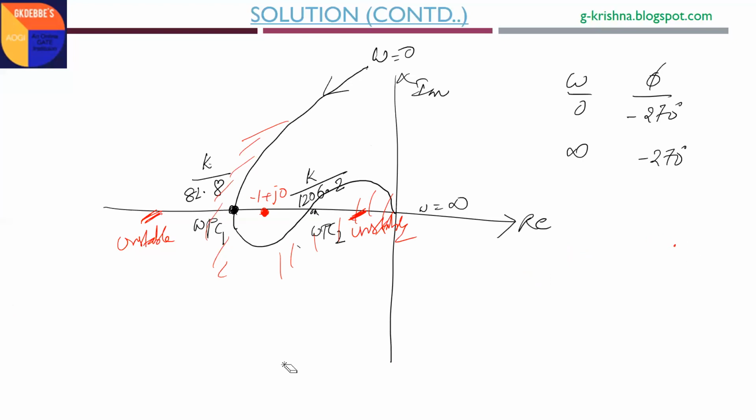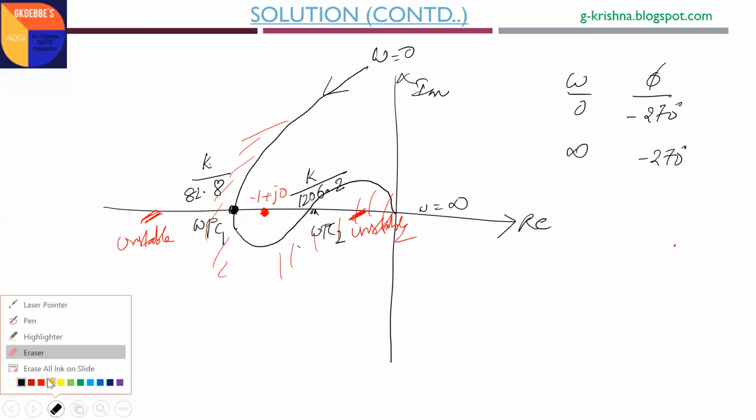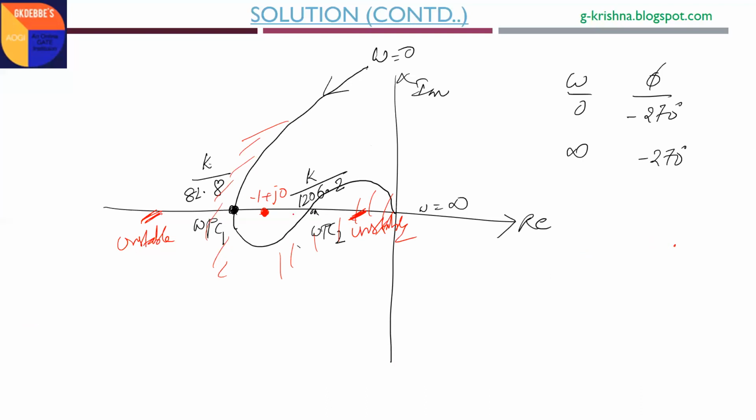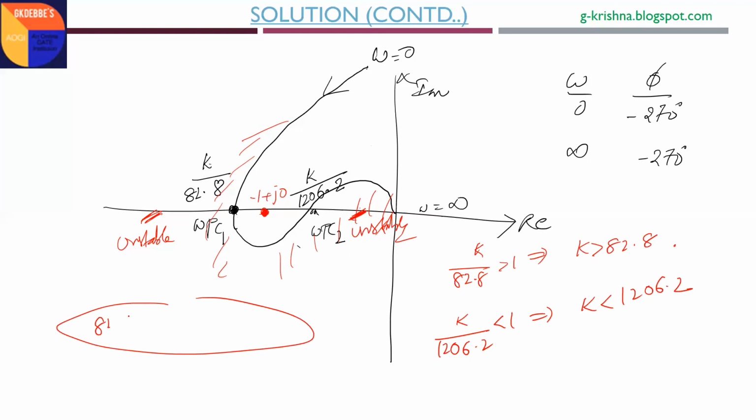Very nice. If you want to locate the minus 1 plus j0 point here, then compulsorily from here to here the magnitude should be greater than 1. Sorry, K by 82.8 should be greater than 1, so K should be greater than 82.8. And for the minus 1 plus j0 point to be located there, K by 1206.2 magnitude should be less than 1, which means K should be less than 1206.2. So the range of gain K for stability is K greater than 82.8 but less than 1206.2. The same answer we get.